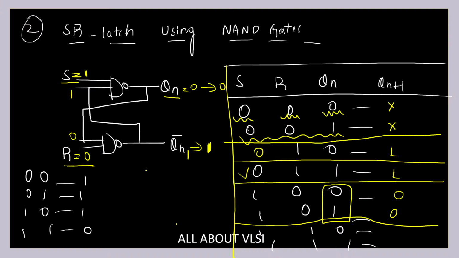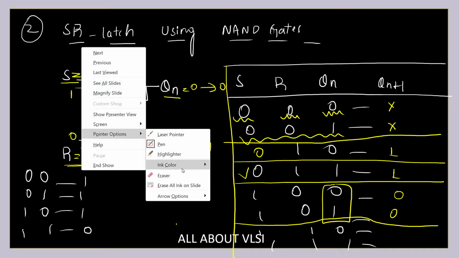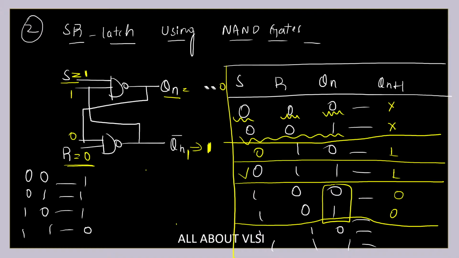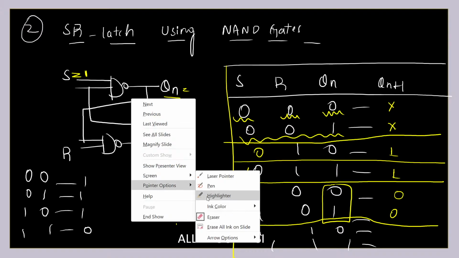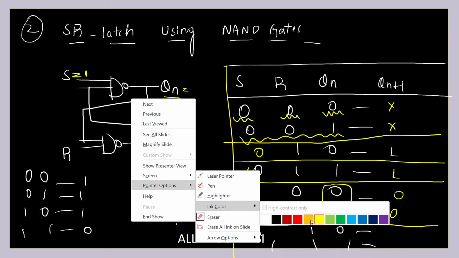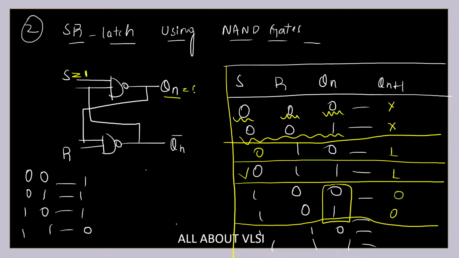And let's see the last scenario where your S is equal to 1 and R is equal to 1. So what are we going to get? And let's say your present state is equal to 0. So present state is equal to 0 and its complement is equal to 1, S is equal to 1 and R is equal to 1.